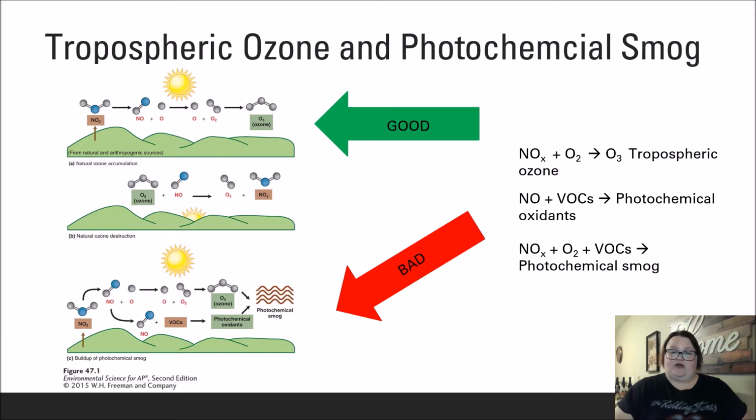Tropospheric ozone, on the other hand, is produced as a secondary product of nitrogen oxides in the interaction with oxygen. A byproduct of that reaction is nitrogen oxide and VOCs, which produces something known as a photochemical oxidant. These oxidants combine with tropospheric ozone to produce photochemical smog. All of these reactions are catalyzed by sunlight. The important reaction for you to know is the one at the very bottom, where NOx plus O2 plus VOCs, catalyzed by sunlight, produce photochemical smog.